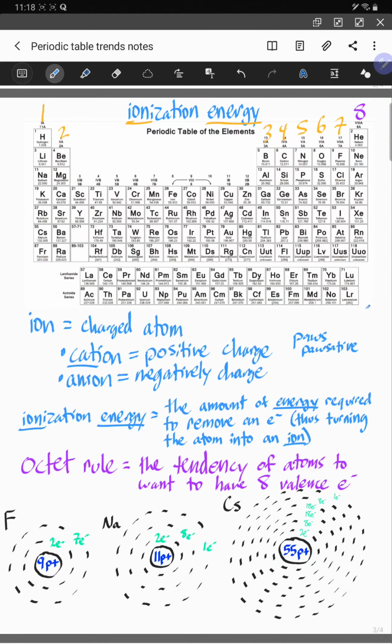But every other element on the periodic table wants to get to 8 valence electrons. And whether their goal is to get to 2 for the first 5, or to get to 8 for everything else, we call that the octet rule. And oct means 8, so that's how we're going to remember that the goal is to get to 8.